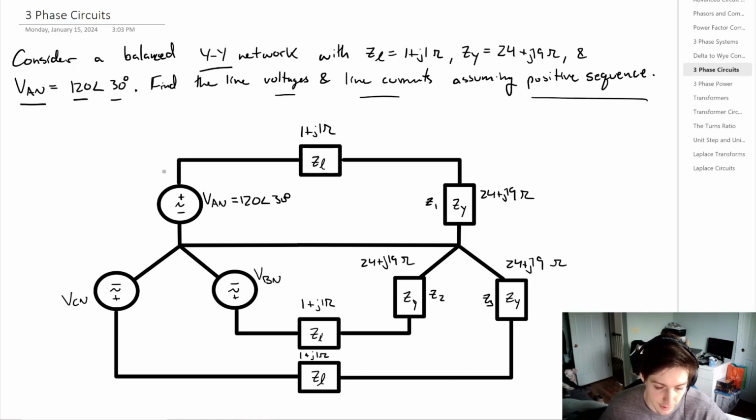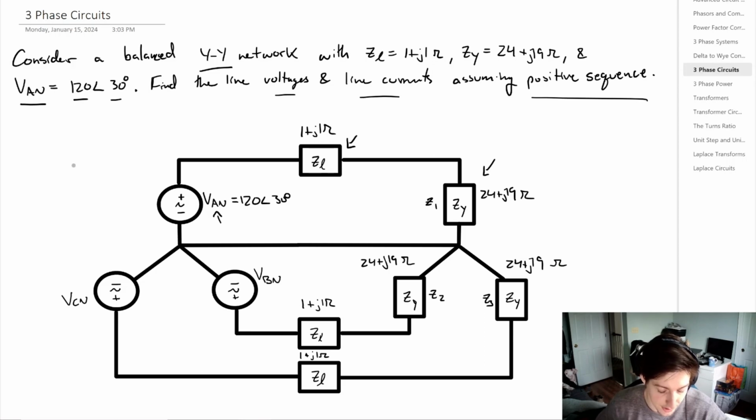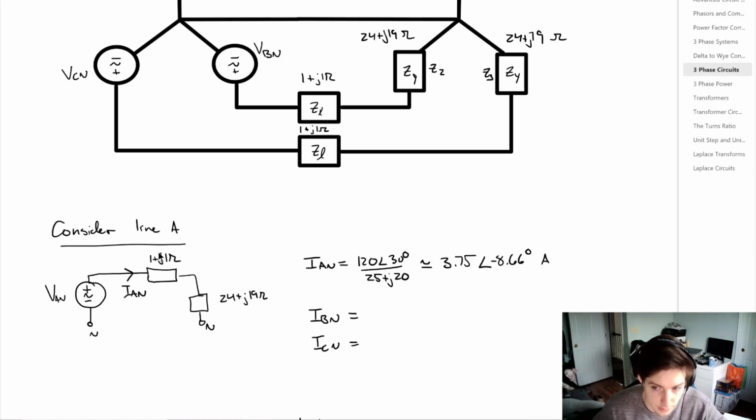So there's a lot going on in this problem, and that's why we needed a few videos to really introduce everything. So if we just look at our circuit, we can define VAN, our line impedance per line, and then our load impedance per line. And because we're balanced, we can just say that Z1 is equal to ZY, and it follows for Z2 and Z3. So what we're going to do is simply consider line A, where we have that VAN voltage, we have some line impedance, and then we have some load impedance. And the current going through this line is going to be equal to IAN, because both of these ends are connected to that neutral wire.